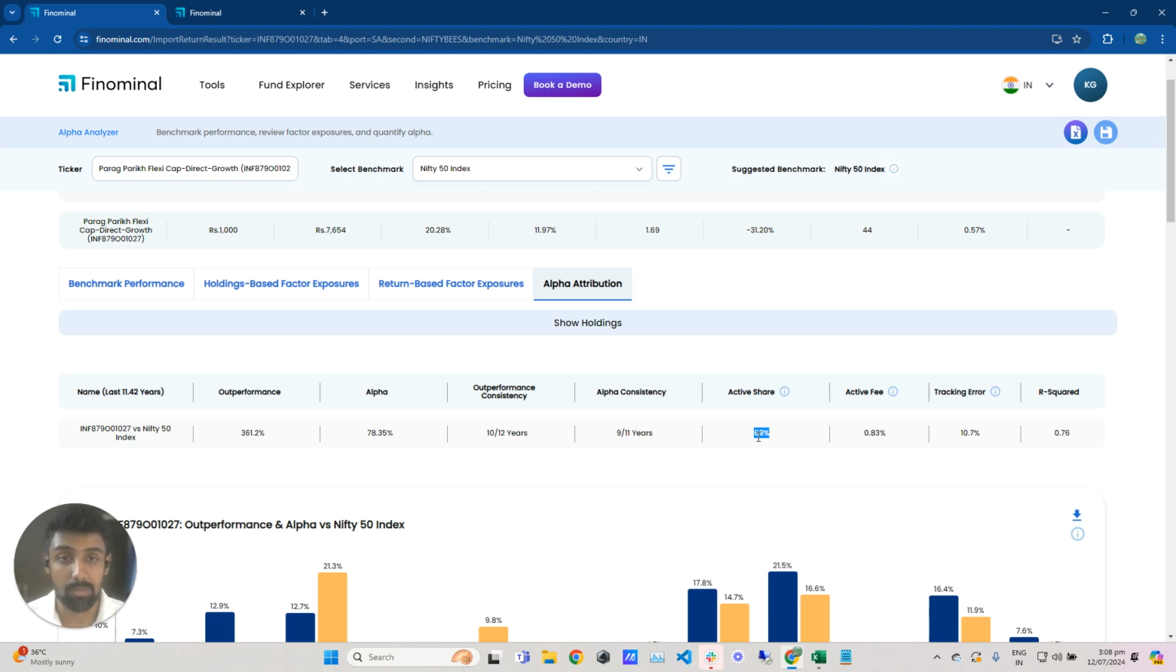It's an actively managed fund. If you have a very low active share, that means that it's not actively managed properly. It's basically tracking an index, right?